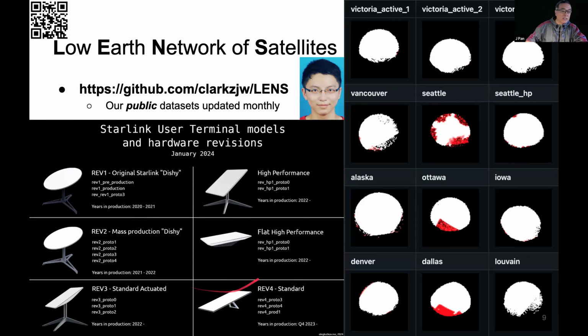And we have almost all these dishes here at different locations with different obstruction and different orientation. I highly encourage you to take a look at this particular location. You can pull the data and use the data to drive the simulation or emulation you have been doing for research as well.